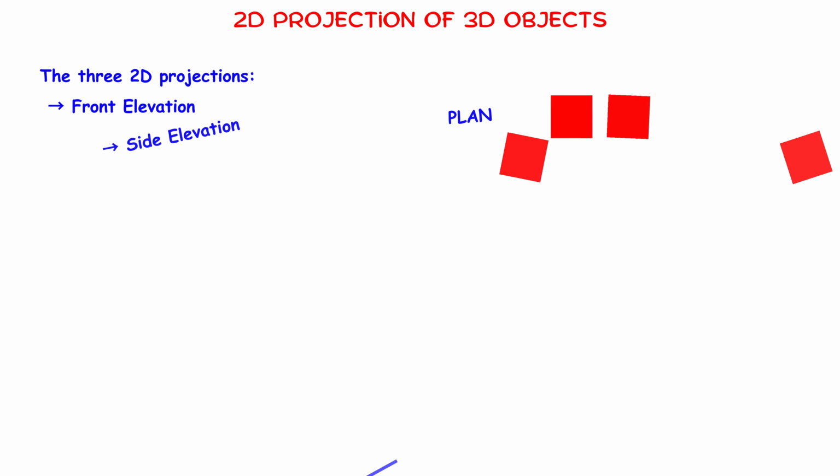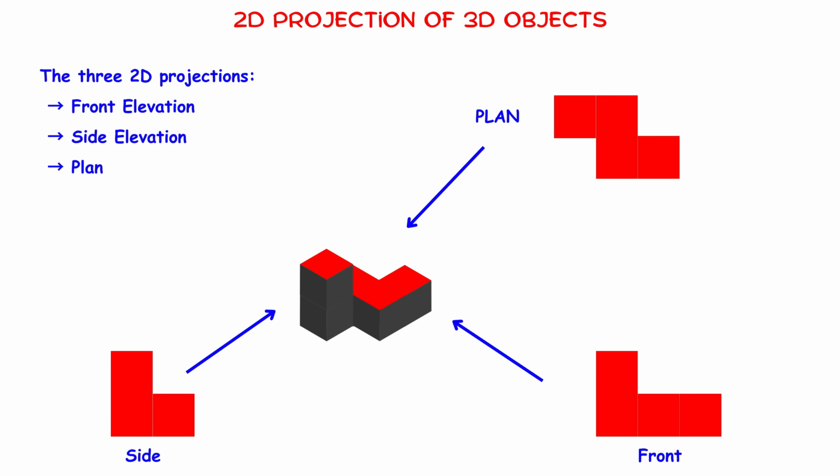In this video, we're going to cover 2D projections of 3D objects, which just means taking a 3D object like this one and considering what it would look like from different views or perspectives. The three 2D projections that you need to understand are the front elevation, the side elevation, and the plan.